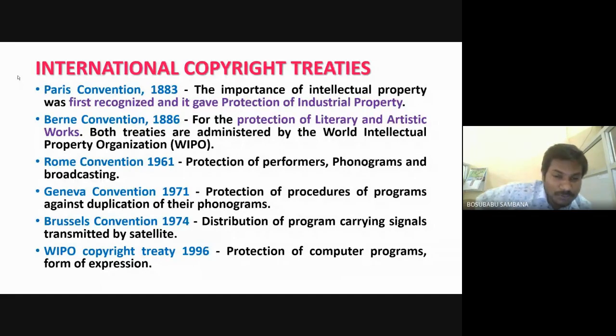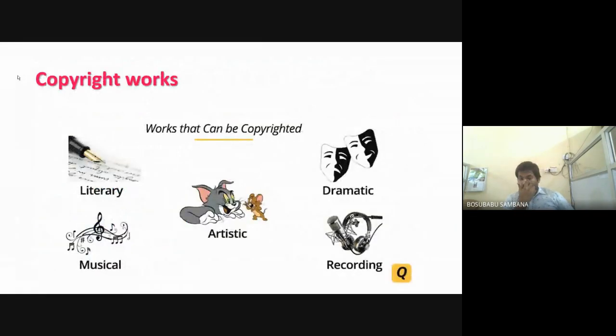This completely belongs to wireless communication technology, the Brussels Convention in 1974. And we know the WIPO Copyright Treaty in 1986 provides protection for computer programs and forms of expression. Copyright works that can be copyrighted: first, literary, musical, artistic, dramatic and recording works.